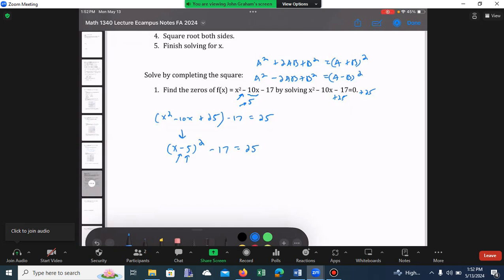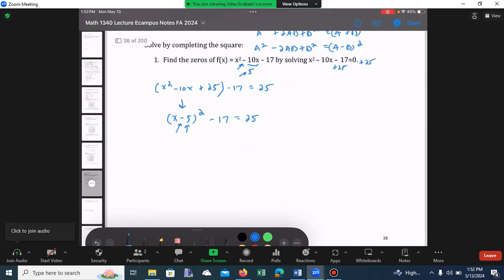Now we solve this. So we'll add 17 to both sides. 42. Take the square root. You get square root of 42, plus or minus. And then add 5 to both sides. You get 5 plus or minus square root of 42. Those are your two solutions.